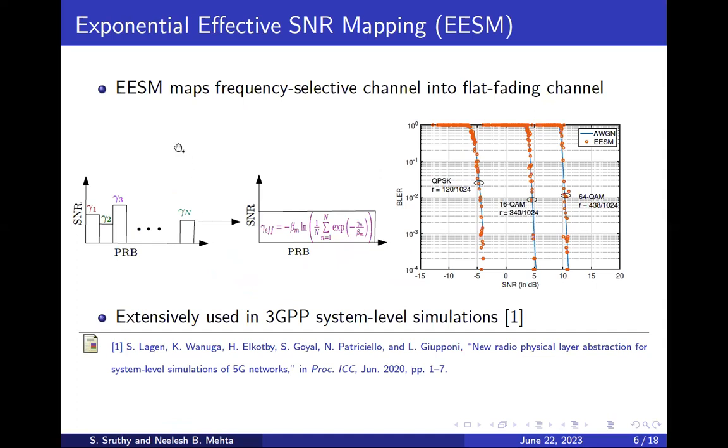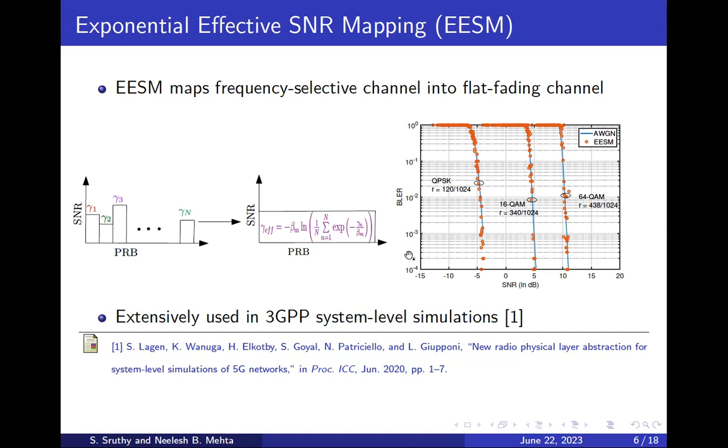So in EESM, it maps frequency-selective channel into frequency-flat channel. As shown in this figure, there is a vector of SNRs gamma 1, gamma 2 up till gamma n, and we map this vector of SNRs into an equivalent scalar quantity called gamma effective using this expression. Here, in the right-hand side figure, we show the effectiveness or the accuracy of the EESM.